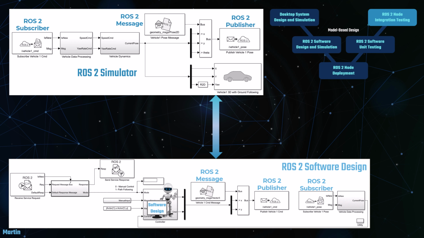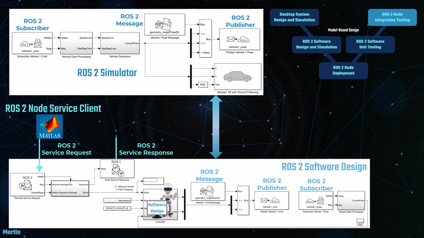In this example, in addition to the previous two ROS2 nodes, we've added a ROS2 service client in MATLAB. This service client is used to request a change in the operating mode of the controller. By adding this functionality, we enhance the system's flexibility, allowing the controller to dynamically adapt to different conditions or requirements. This also demonstrates how additional ROS2 services can be seamlessly integrated into the existing framework to extend the system's capabilities.